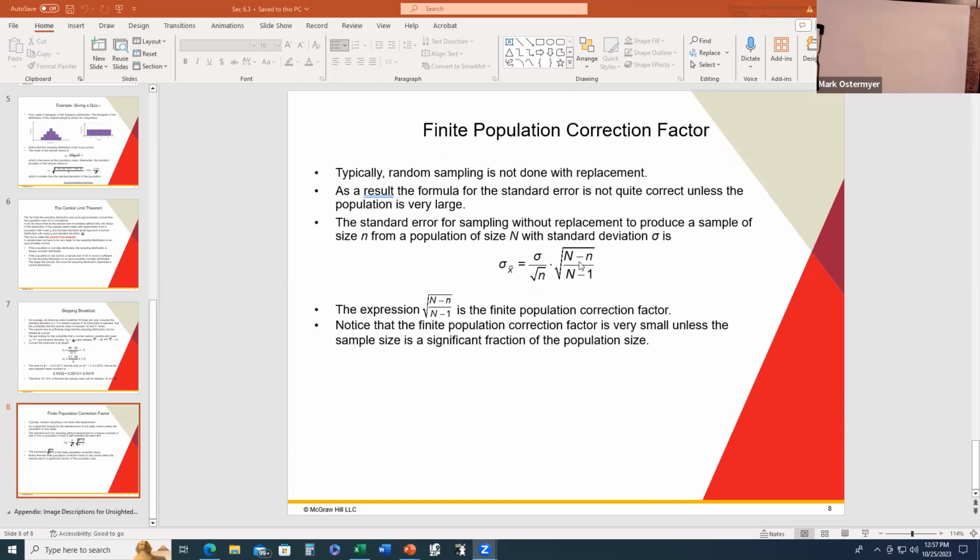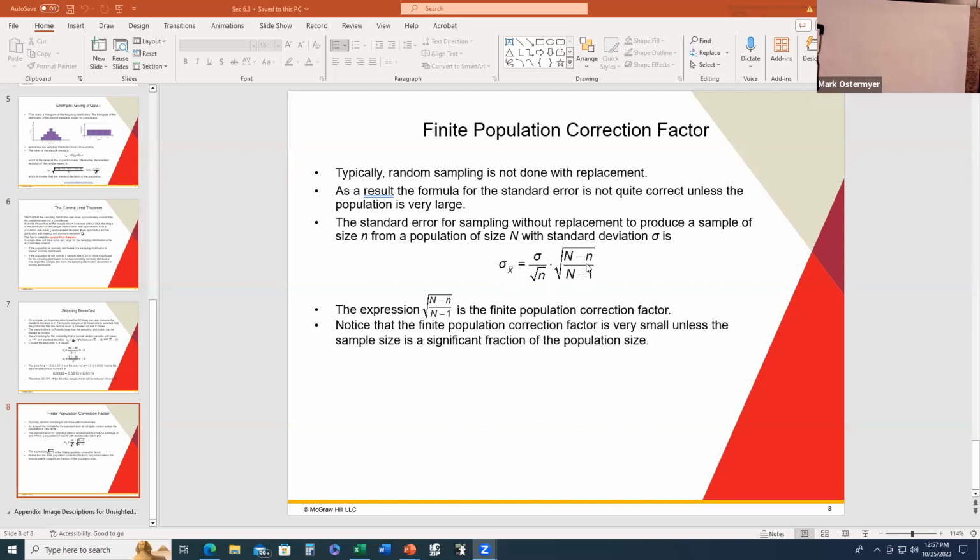Well, ladies and gentlemen, your sample size is so large compared to your population that for all intents and purposes, that would be equivalent to sampling without replacement. For that reason, we would have to make this correction in the sampling distribution's standard error.